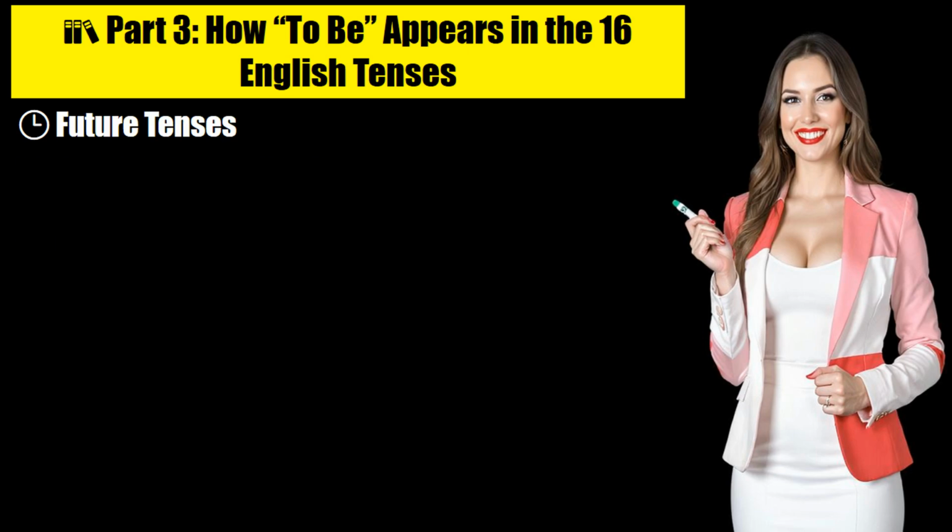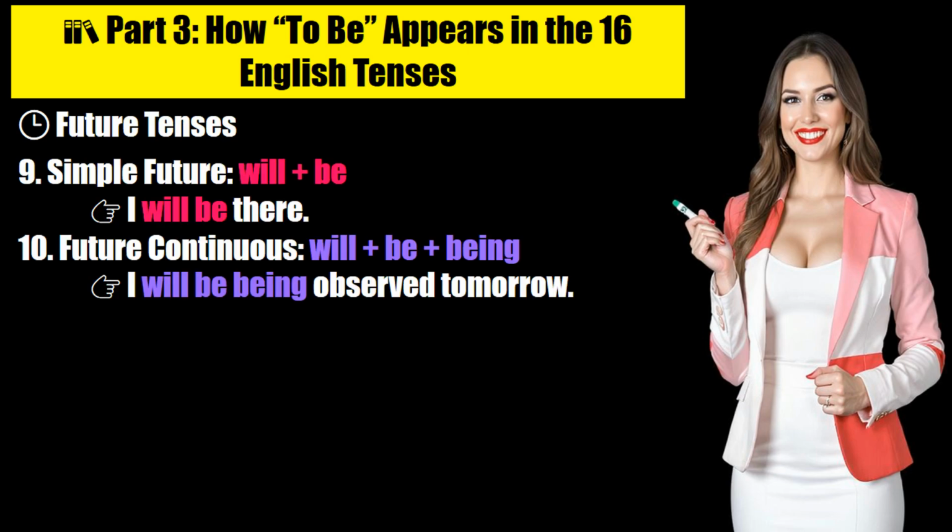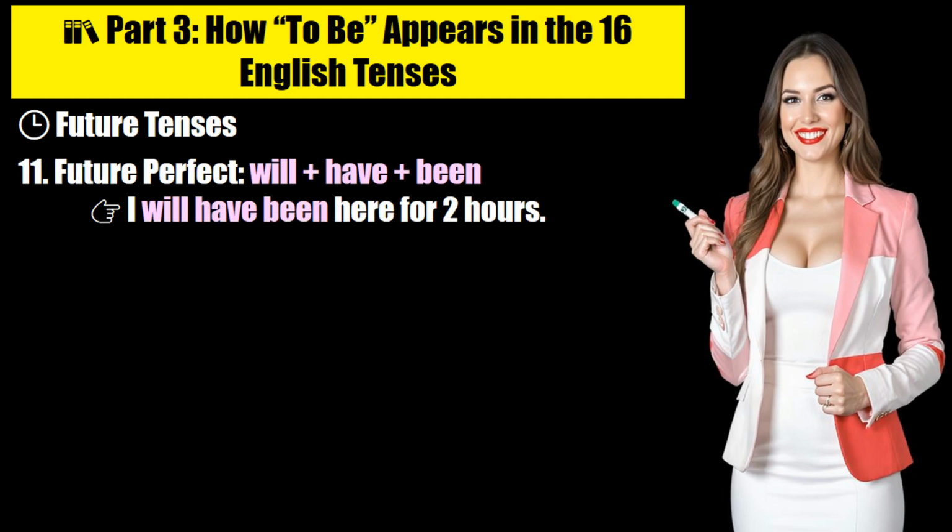Future tenses. 9. Simple future: will plus be. Example: I will be there. 10. Future continuous: will plus be plus being. Example: I will be being observed tomorrow. Sounds formal, right? 11. Future perfect: will plus have plus been.